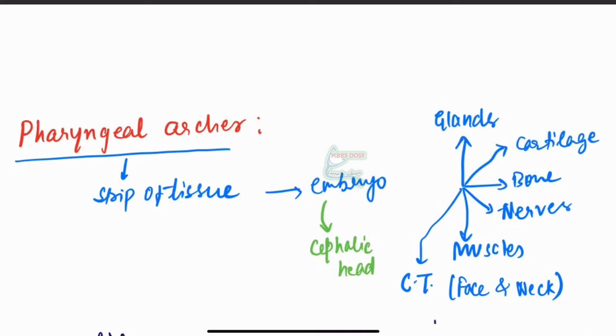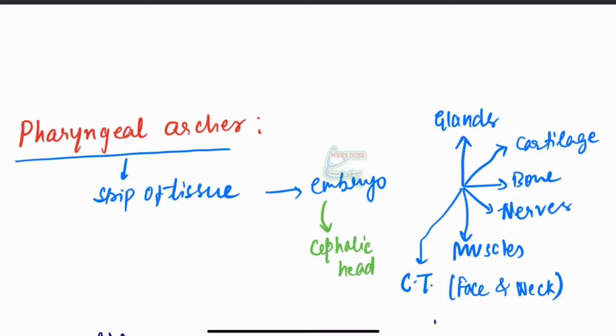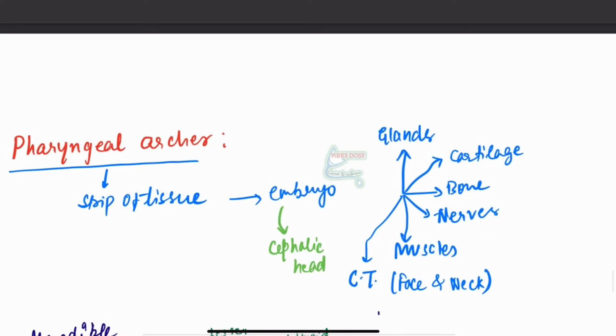In total we learn about 6 pharyngeal arches, in which we will discuss which pharyngeal arch is going to form which structure in the human body. So in total we can say that pharyngeal arches are responsible for the formation of glands, cartilage, bone, nerves, muscles and connective tissue of the face and neck. Specifically, face and neck connective tissue is formed by the pharyngeal arches.